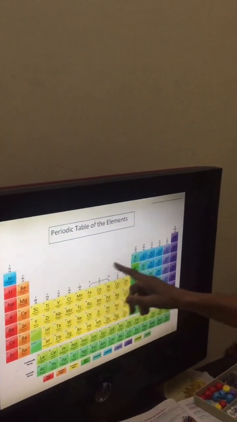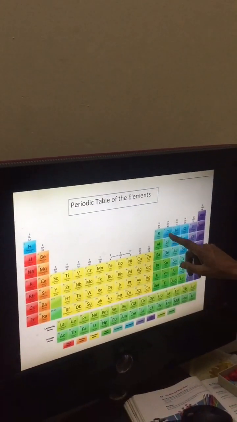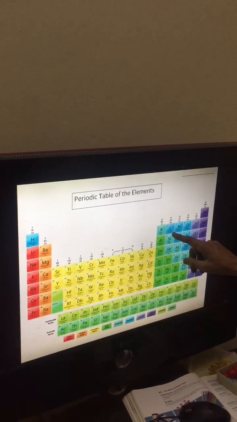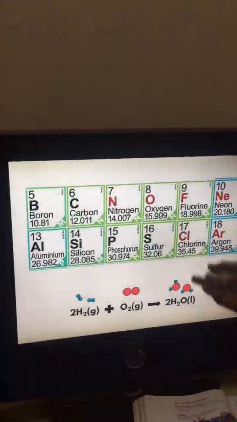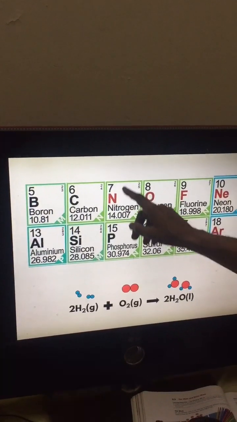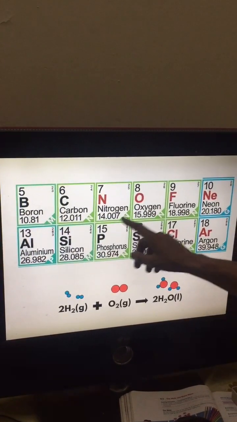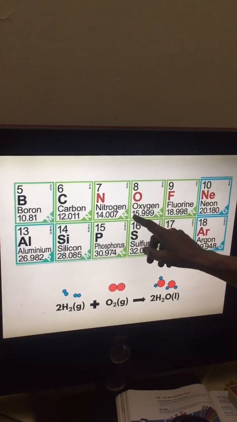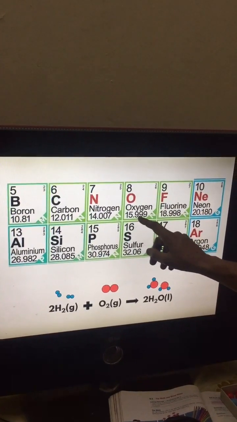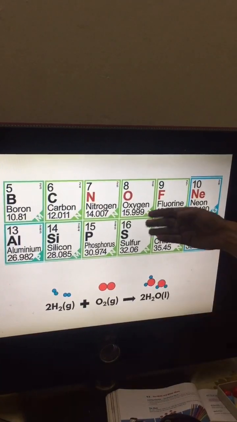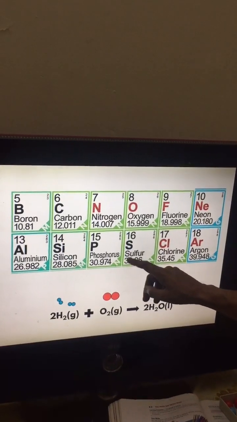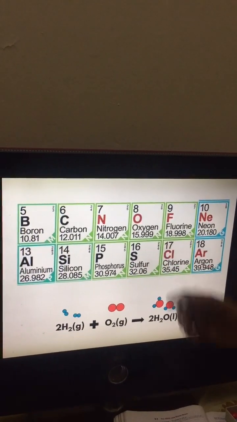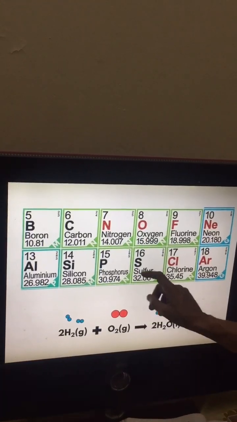Here, elements are given to you. For example, carbon: 6 is the proton number and 12 is the relative atomic mass. The atomic mass is the big number given in the periodic table. The next one: 7 is the proton number and the relative atomic mass is 14. 8 is the proton number and 15.999, which means 16, is the relative atomic mass. So atomic mass is the big number. You can easily calculate the proton number by subtracting 16 from 32, and you will have the proton number. This number is called the nuclear number as well.